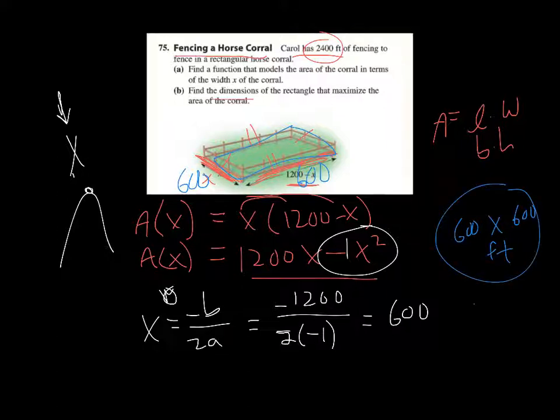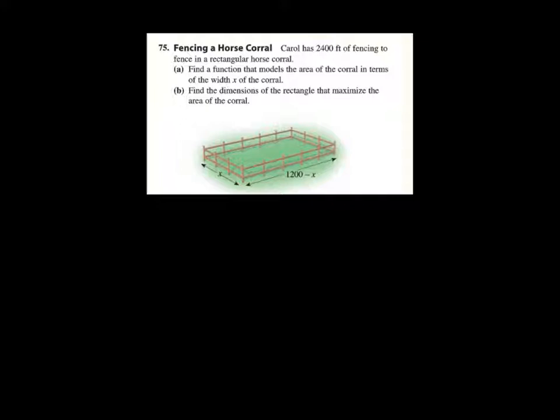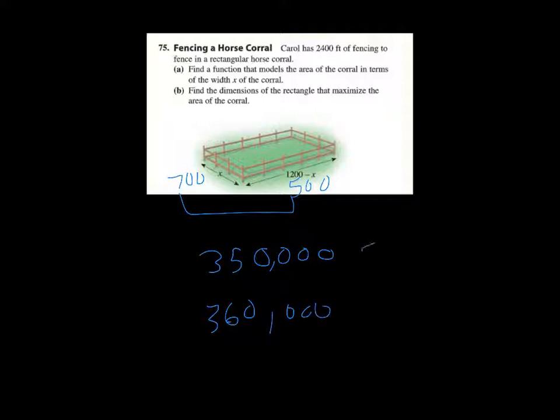And that's going to give us 36 with four zeros, or 360,000 square feet is the maximized area. Now, they didn't ask for that. They just asked for the dimensions. So there you go. That's your dimension, and that's your function. That was a piece of cake. Just for kicks, what if we had guessed 700, and this was 500? What would you get? Well, 7 times 5 is 35 with four zeros. That's just 350,000. And we said that 600 by 600 was 360,000 square feet.